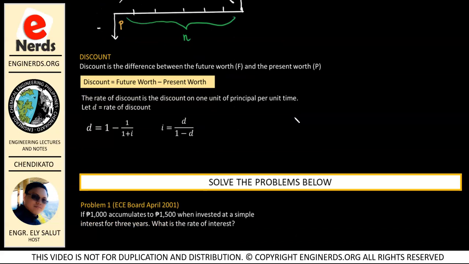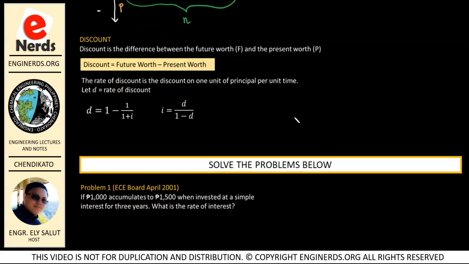Now, we have what we called a discount. So, alam na ninyo to when we are buying items or things sa grocery or kung saan pa. And we know that discount is future worth minus present worth. So, ito yung amount mula sa halaga ng isang bagay na hindi natin binayaran. So, minus siya sa ating item.